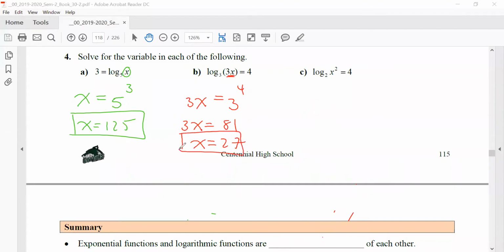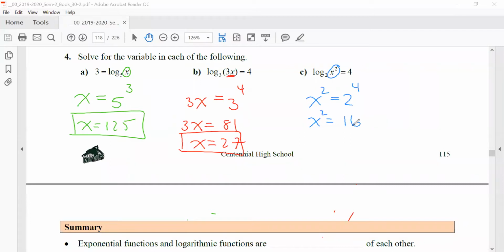Okay. So every time, what I'm asking myself is, where's that unknown? My unknown's inside a logarithm, switch to an exponential. So base stays the same. The other two parts, switch. Okay. Now from here, 2 to the power 4 is 16.